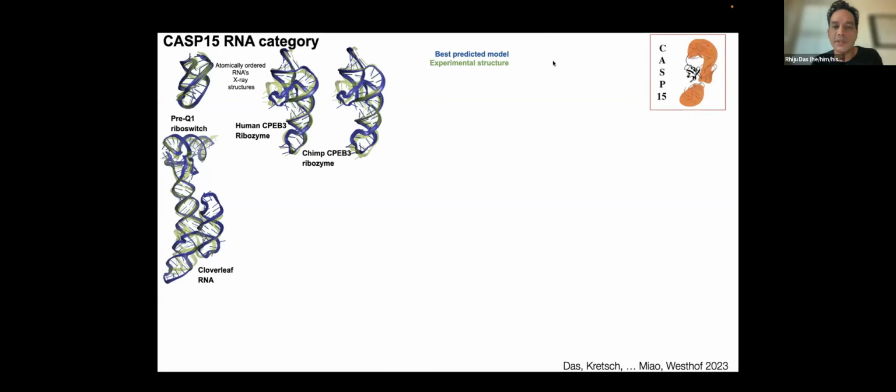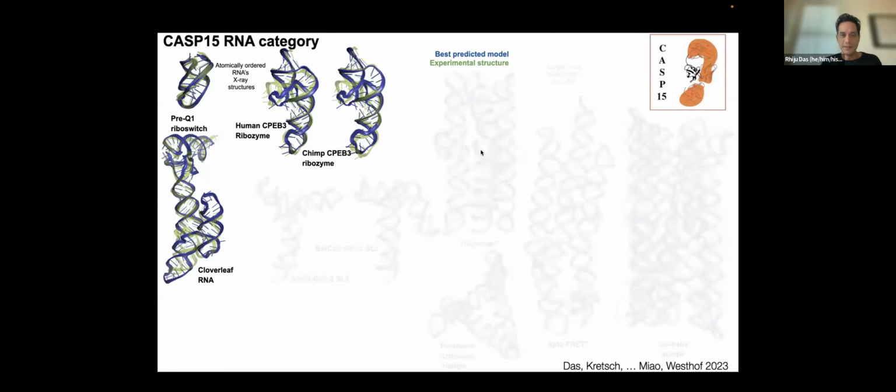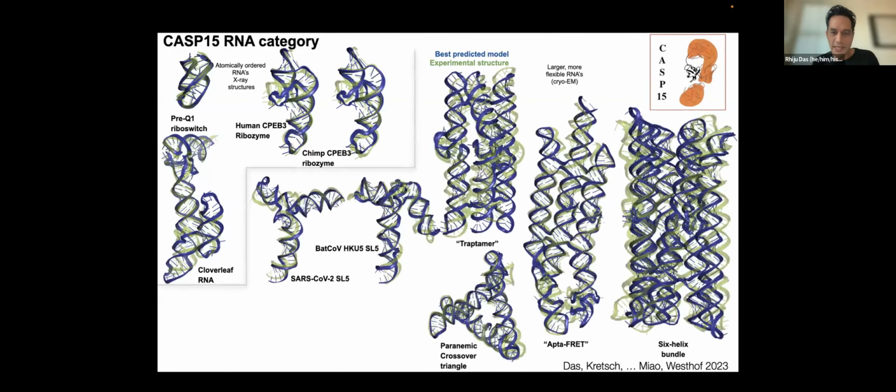I just need to do a little cleanup here. Okay. Most of the targets that we had in CASP came from cryo-EM. These included designed nanostructures from Ewan McRae, Abby Anderson, and others. Those are shown here on the right, as well as segments of coronavirus genomes that Rachel and I and Rhiju and others have solved.